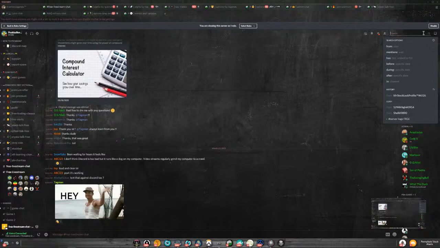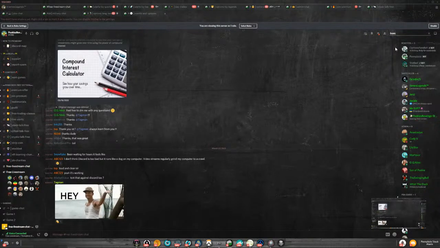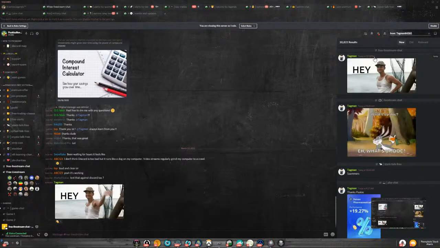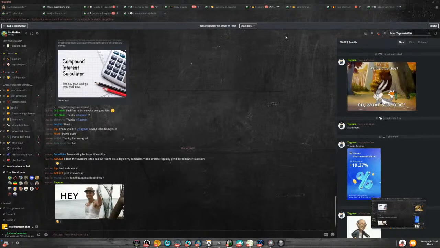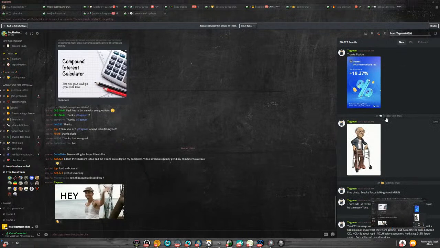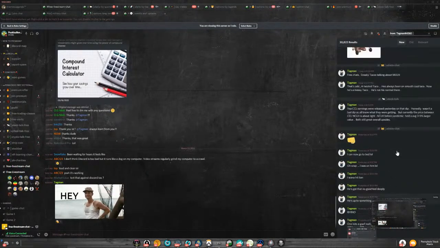So if you hit Control F or you click up here on this magnifying glass, the search box, it'll tell you some filters that you can use, right? So if I want to see the last time Tagman said something, I can type from and then type Tagman, make sure I pick the right user, click that with my mouse button and hit enter. And it'll look through and tell me everything he's typed that I'm able to see, right? Right now I have a free role enabled, so I can only see what a free member would see. And it'll show me the various channels and the messages that he's typed, right?